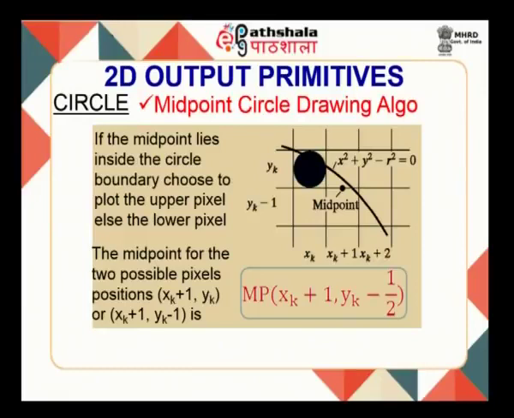Let the midpoint coordinates be: the x coordinate is known for the midpoint, which is xk plus 1. The y coordinate is yk plus yk minus 1, divided by 2. So, it is actually like going from yk to yk minus 1, it is yk minus half. So, the midpoint is exactly at xk plus 1 comma yk minus half.